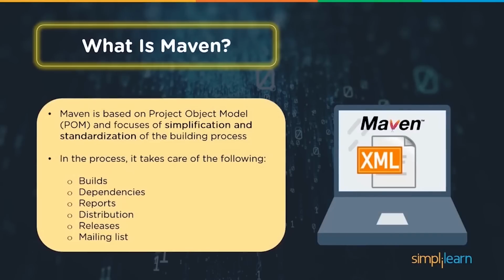Right. Now Maven is a POM-based project, also known as a project object model, and it focuses on simplification and standardization of the building process. In the process, it takes care of all the following: builds, dependencies, reports, distribution, releases, mailing list. So all these things are taken care of in this particular process, and ultimately it is the ability inside Maven that determines how the overall build process needs to be automated and standardized. So all these mechanisms can be followed so that we can have good standards and simplifications implemented here.